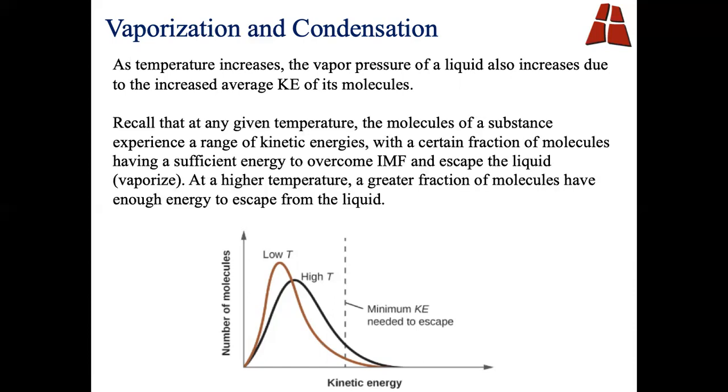Okay. And just a final note, recall that at any given temperature, the molecules of a substance experience a range of kinetic energy. So it's not like they're always there. For example, at this lower temperature, the mode of our molecules, so most of them, would be here at this kinetic energy. And if we raise our temperature, that will increase our mode, our highest point, but will also increase the amount that are then able to escape the liquid phase into the gas phase, with this gray line representing basically our boiling point. Okay.